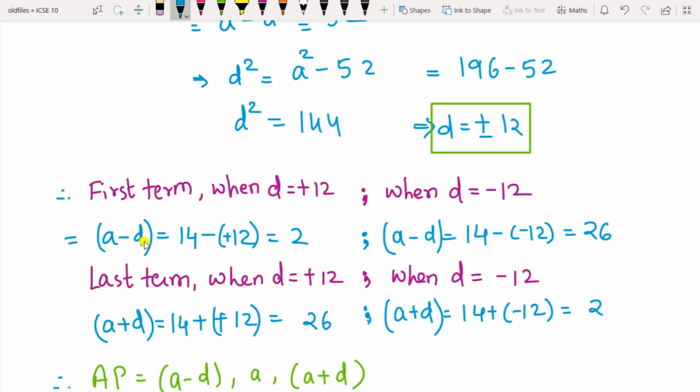A minus D. Substitute plus 12 in place of D here, you get 2, and if you substitute minus 12 you get 26. For the last term, A plus D, if you substitute plus 12 you get 26, and if you substitute minus 12 in place of D you get 2.